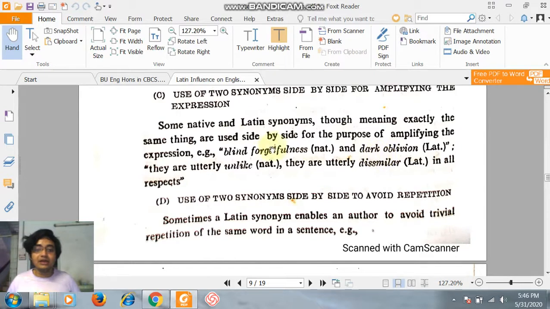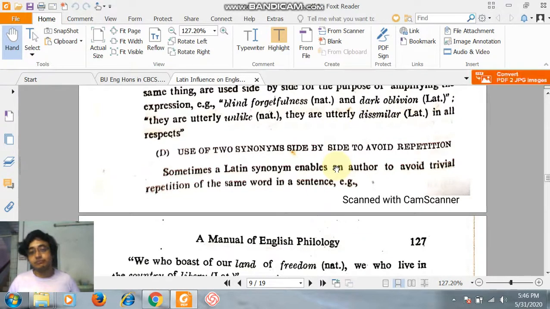They are utterly unlike, it's a native word. They are utterly dissimilar, it's a Latin word. They are utterly dissimilar in all respects.